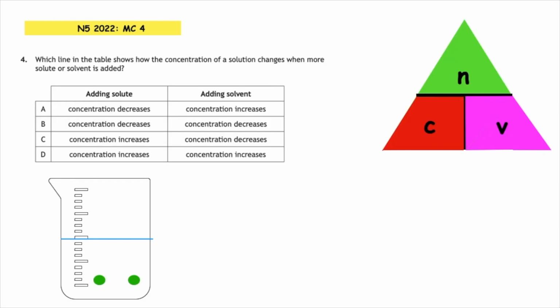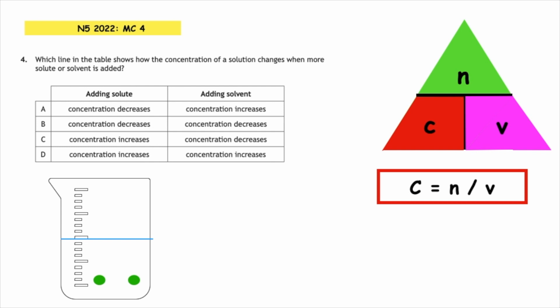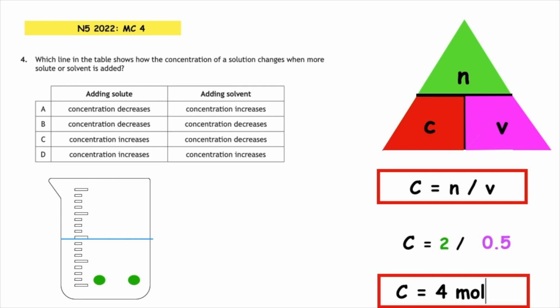Multiple choice 4. Which line in the table shows how the concentration of a solution changes when more solute or solvent is added? If we look at the triangle and rearrange this for concentration, concentration is the number of moles, or the number of particles, over a given volume. If I was to make this up and say that I had 2 moles of a substance in 500 centimetres cubed, which would be 0.5 litres, when I calculate that out, that would give me a concentration of 4 moles per litre.